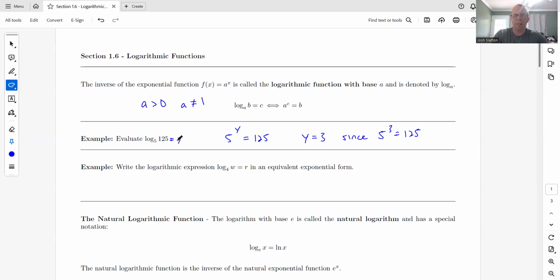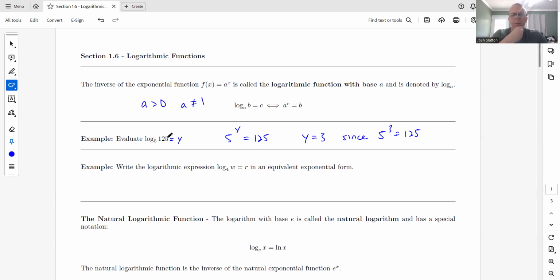So if you're asked to find a logarithm, what exponent do you need to raise the base to in order to get that number? So if it's log base 2 of 4, the answer would be 2, because 2 squared is 4. So that kind of thing.